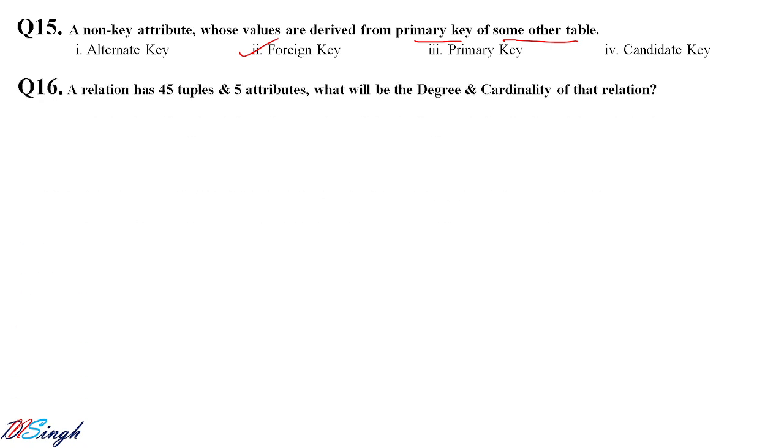A relation has 45 tuples and 5 attributes. What will be the degree and cardinality of the relation? So what is the degree? Degree is number of columns in a table. And what is cardinality? Cardinality is number of tuples or rows, the number of data rows. Remember, header row we will not count in that. Cardinality is only number of data rows.